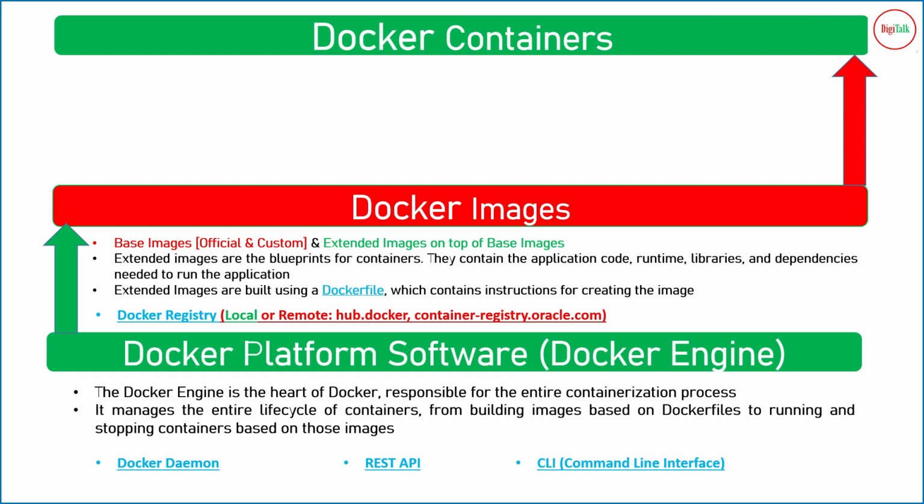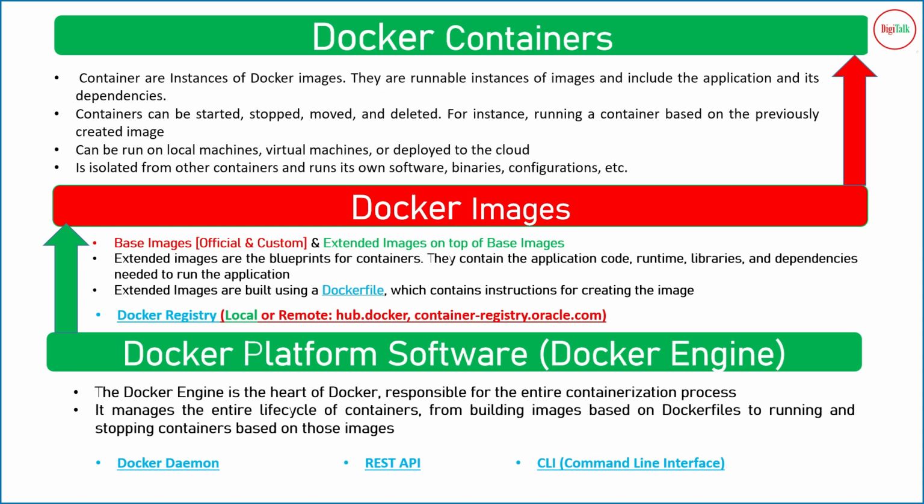So once you have images, you have to start the container, which is based on the Docker image that we have created, right? So what is a Docker container? Containers are instances of Docker images, right? So we have to start the Docker container based on the image that we have created. They are runnable instances of images and include the application and its dependencies. So these are the running instances of the application, which is based on the image that we have created.